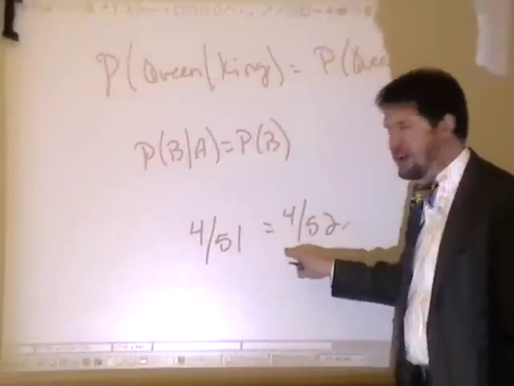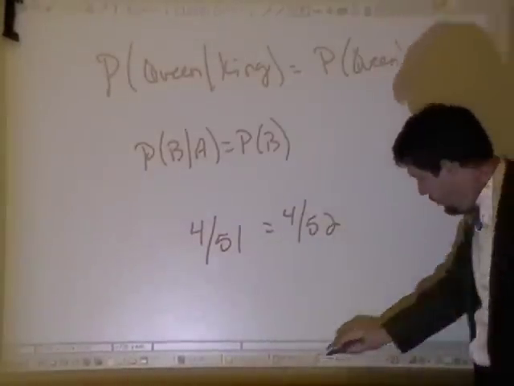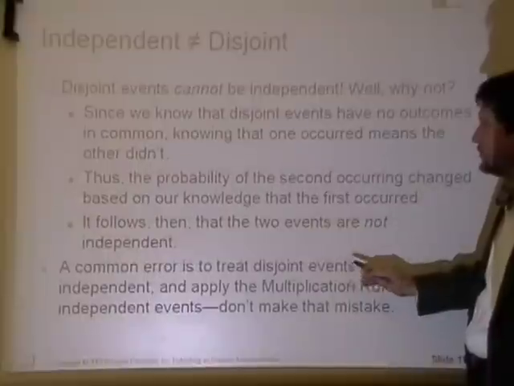And this is what you have to do. When it says, are these two events independent? You have to show it mathematically. We will do it in practice.